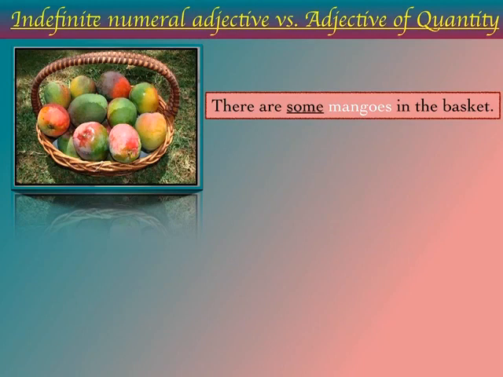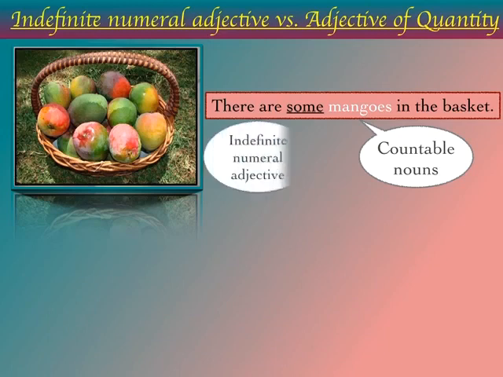Here it says that there are some mangoes in the basket. So here the noun mangoes is countable and the word describing the mangoes is some, and so it is an indefinite numeral adjective because it is describing the word mangoes, which is a countable noun, but we don't get an exact number of mangoes. So here the word some is said to be an indefinite numeral adjective.